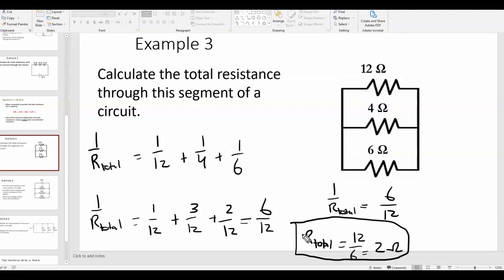Now, did I have to do it with fractions? No. Again, you could have done that in the calculator. You just would have done 1 divided by 12, enter, plus 1 divided by 4, enter, plus 1 divided by 6, enter, and then you would have hit the button on your calculator that says x to the minus 1, which is the reciprocal button, which basically just flips your fraction, and you would have gotten the same answer, which is 2 ohms. Okay, so pause there if you need to look at that some more.